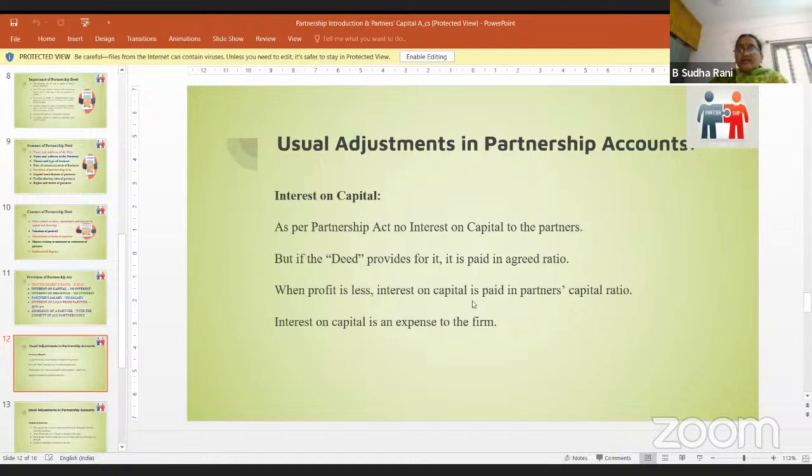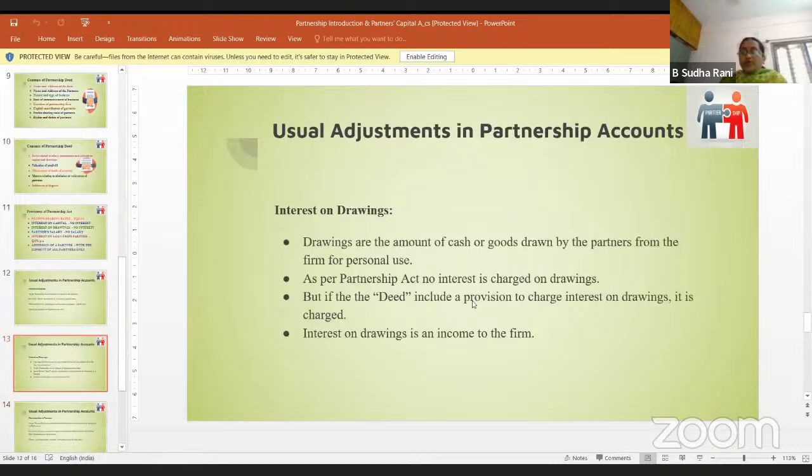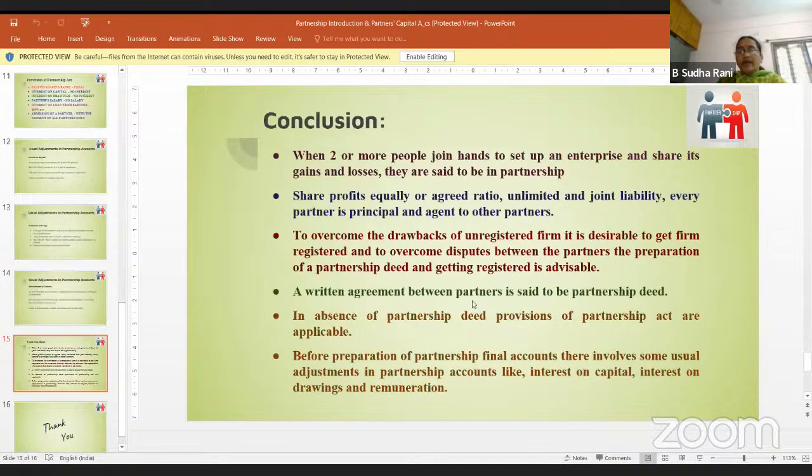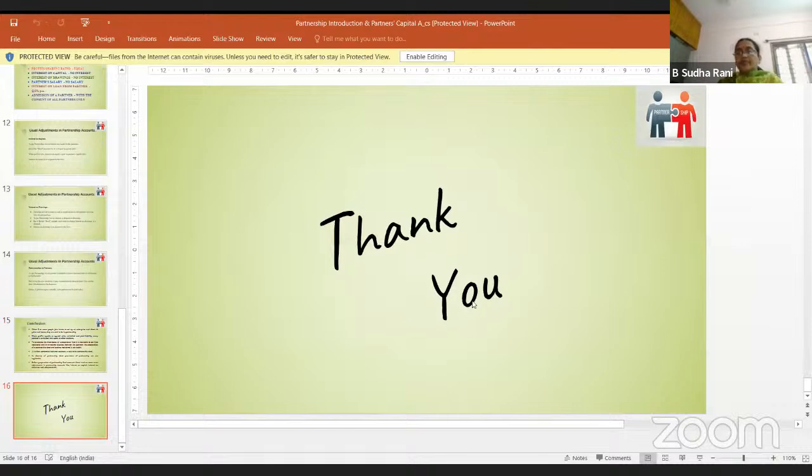Interest on capital, as I mentioned, there is no interest on capital to the partners if the deed is absent. Interest on drawings also will not be paid if the deed is absent. Remuneration, that is salary and commissions to the partners, will not be paid if there is no deed. So finally, this is the partnership form where you are supposed to remember the fundamentals.